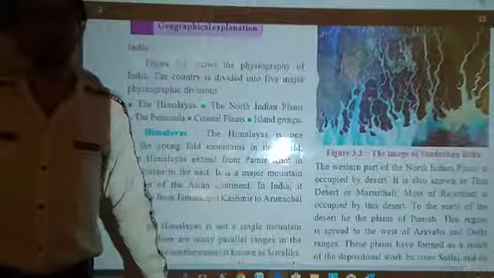Now the Himalayas extend from Pamir North in Tajikistan to the east. East is nothing but the northeast, that is Arunachal Pradesh. Now it is a major mountain system of the Asian continent.